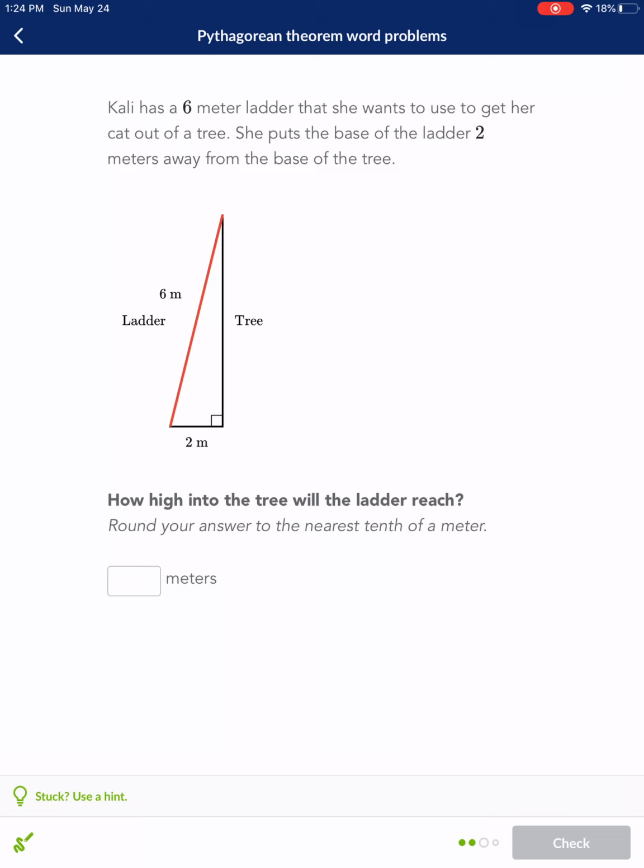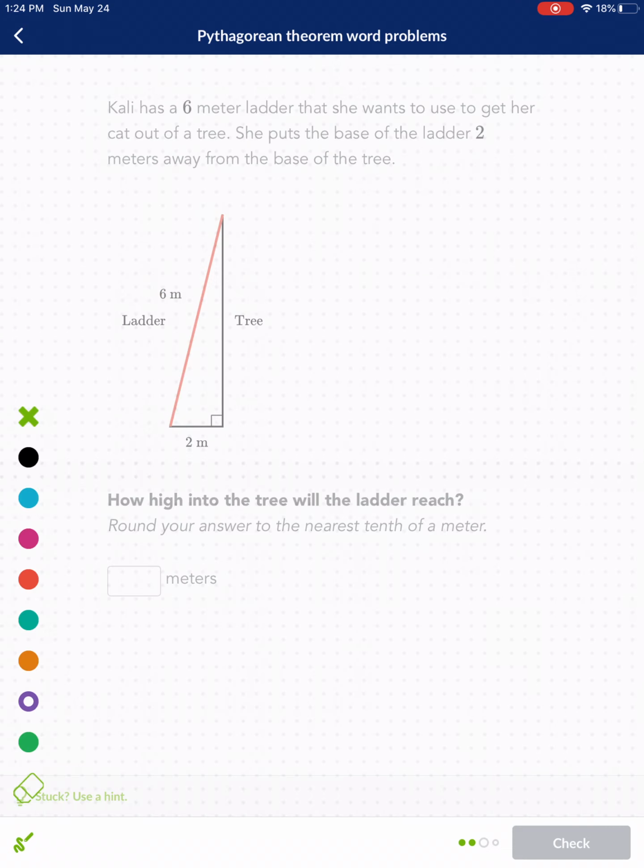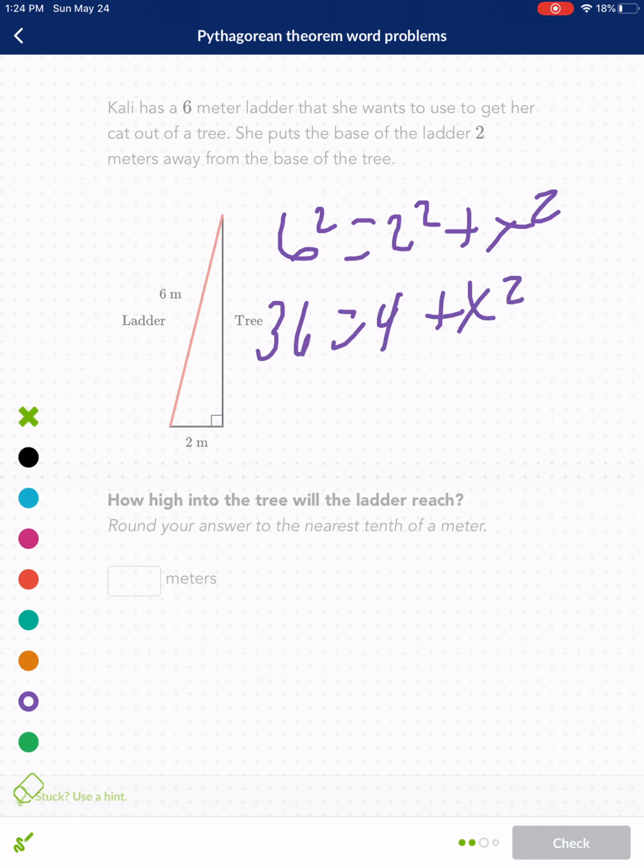Okay, so even if we didn't understand what that word problem is asking us, we want to know how high into the tree the ladder will reach. We see that we need to do the Pythagorean theorem here to figure out how high the ladder will reach in the tree. So we have 6 squared equals 2 squared plus X squared. 36 equals 4 plus X squared, minus 4, minus 4. 32 equals X squared. So I need to take the square root of 32.